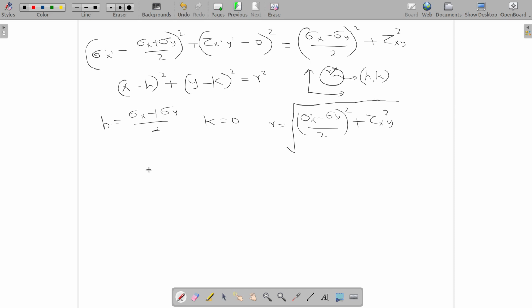So this will basically look like this. The x coordinate h is sigma x plus sigma y by 2. Let's say it's here. And k is 0, the y coordinate is 0. And we draw a circle.